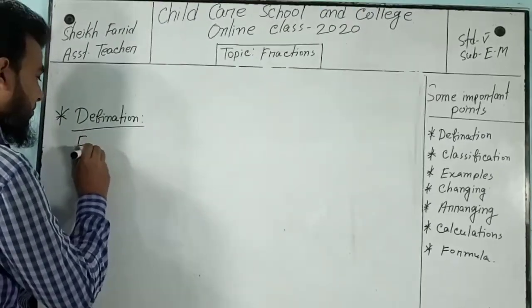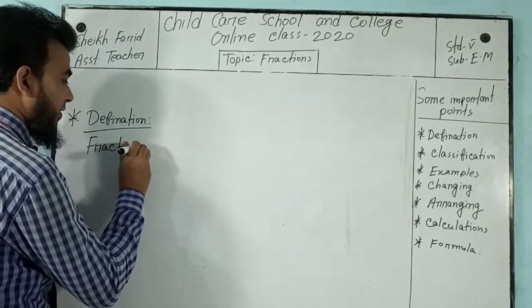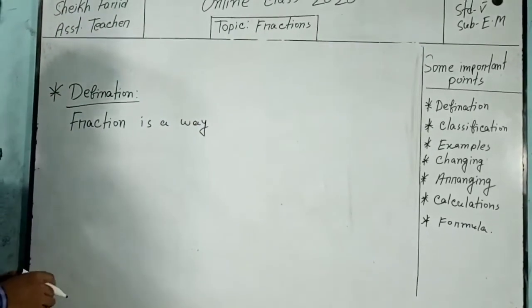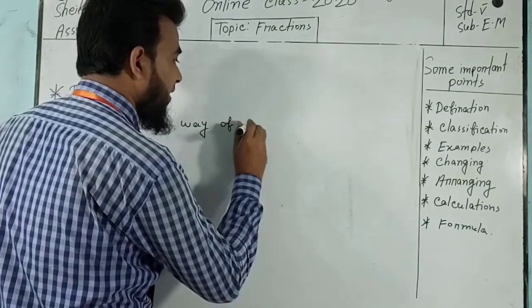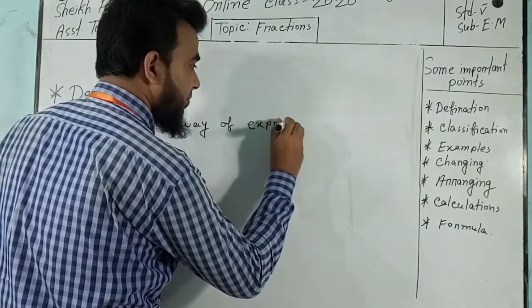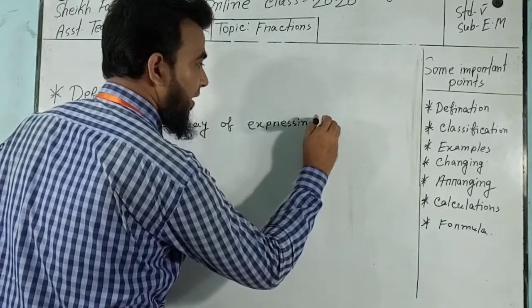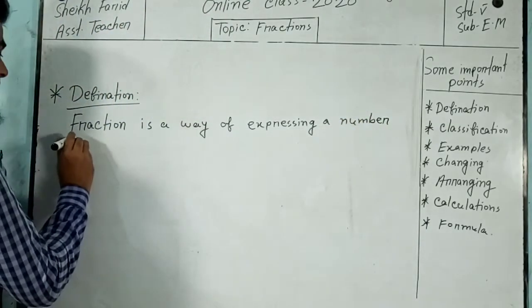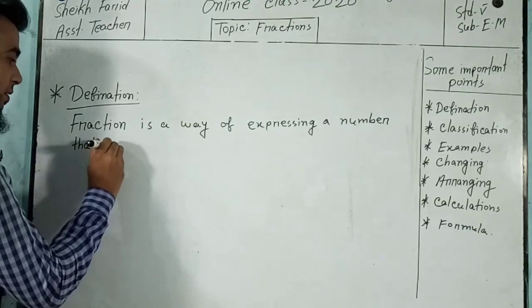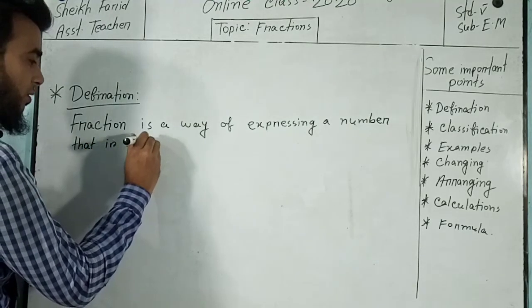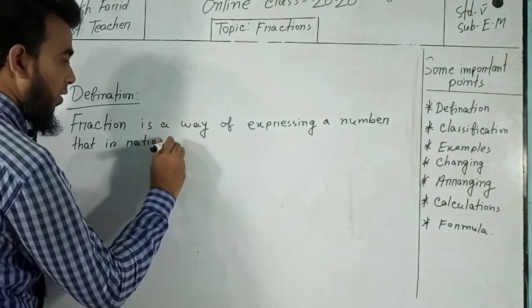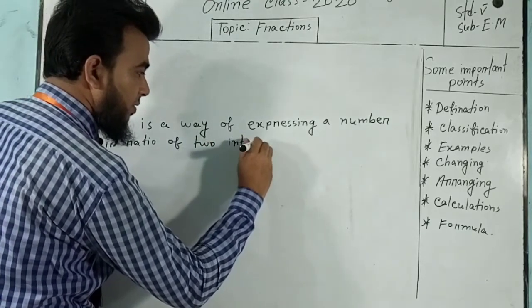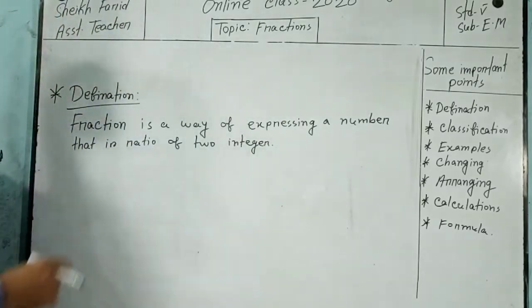Fraction is a way of expressing a number that is a ratio of two integers. As a definition of a fraction, we can say this.